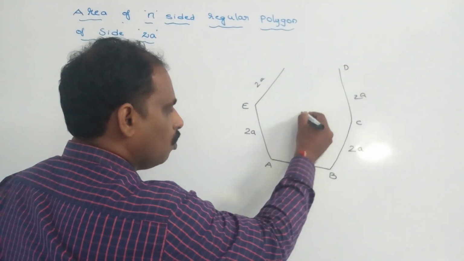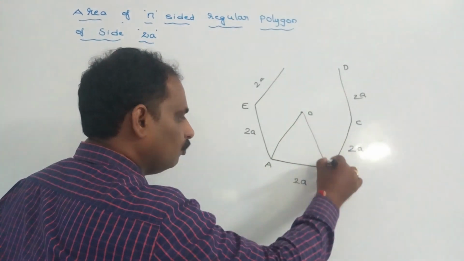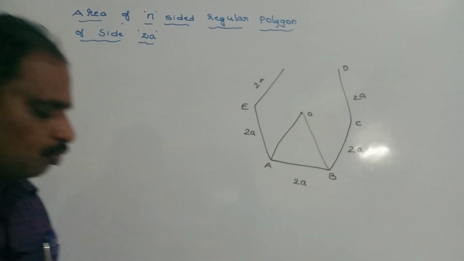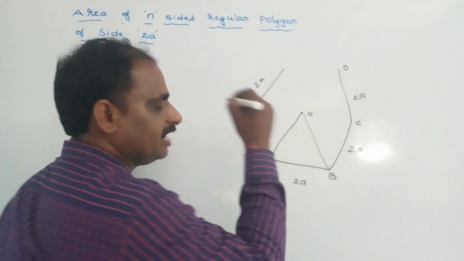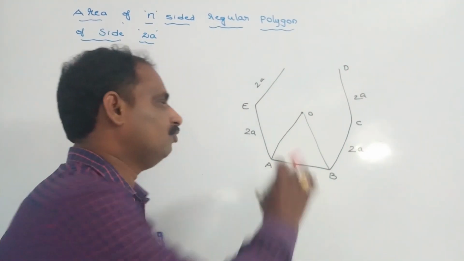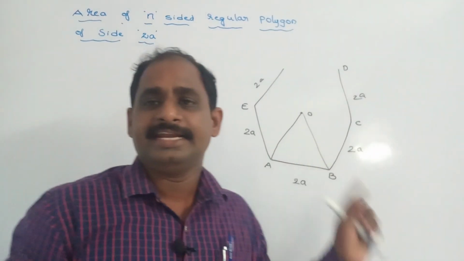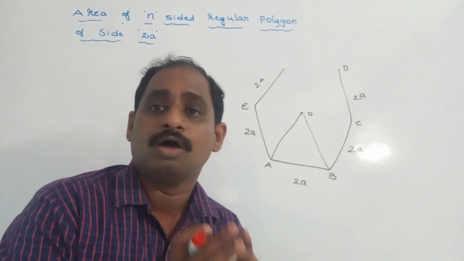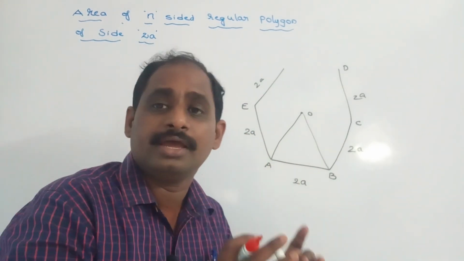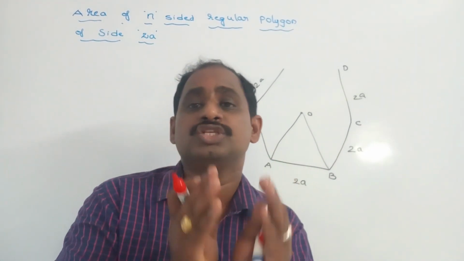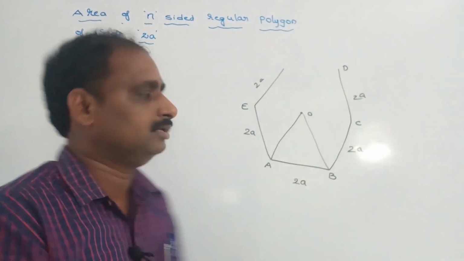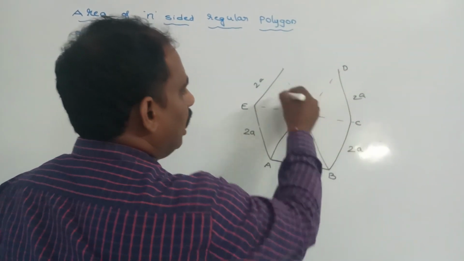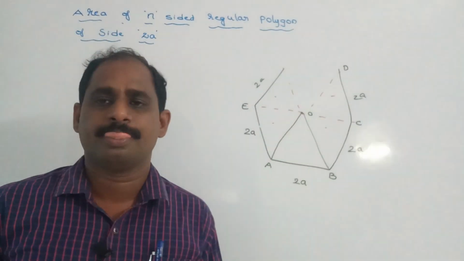Now join OA and OB. Clearly, if you observe, AOB is an isosceles triangle, because OA is equal to OB. Here it is a regular polygon of n sides, so we will get n isosceles triangles. If you draw it like this, these are all isosceles triangles only.